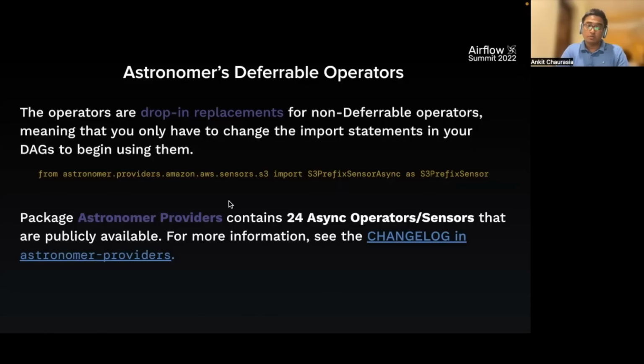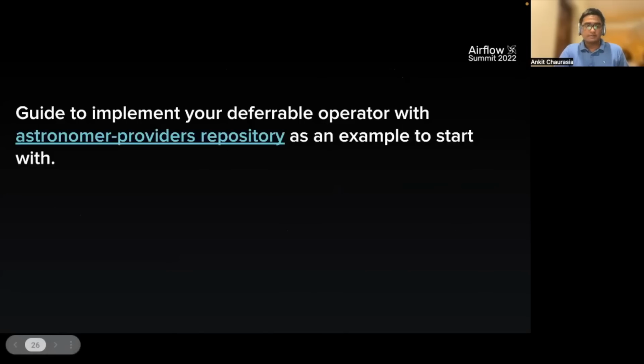The astronomer provider repository is a really interesting one. We have already implemented around 24 async operators and sensors, which are publicly available, by the way. And we are continuously adding more. And please join the OSS community to add more along with us. Also, the astronomer provider repository can be a good source of inspiration if you want to get started with deferrable operators, I would say.